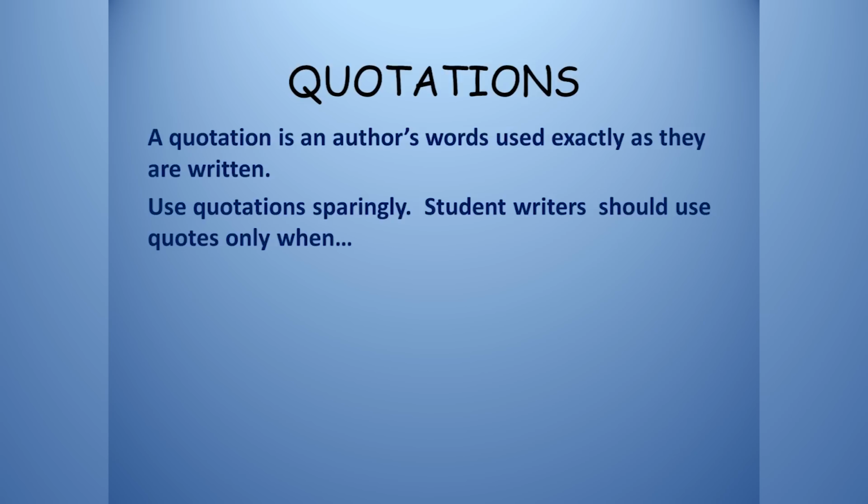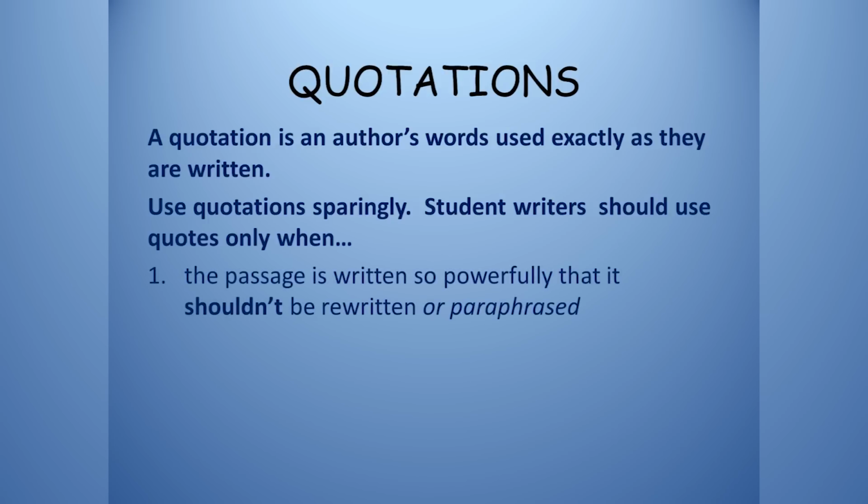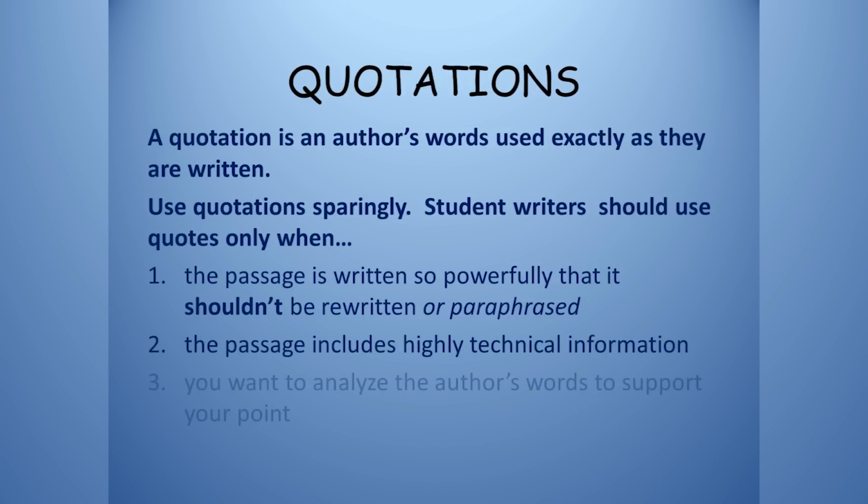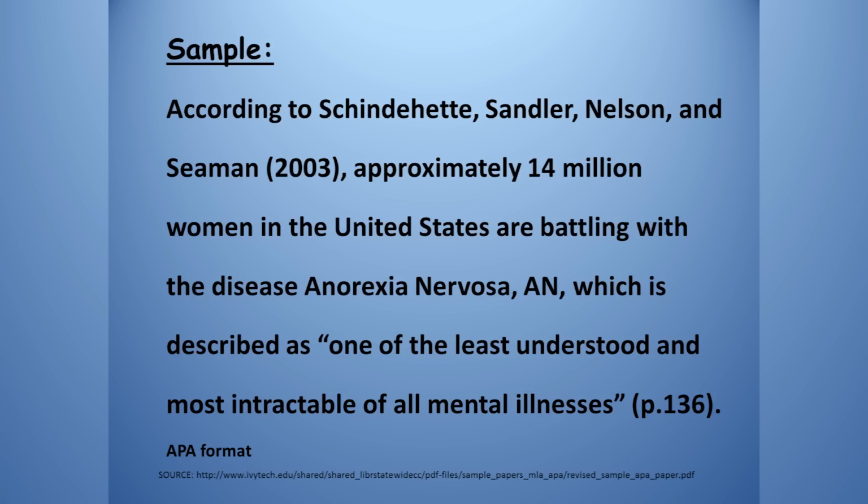One way to include borrowed information is through the use of a quotation. A quotation is an author's words used exactly as they are written. Use quotations sparingly. Student writers should use quotes only when the passage is written so powerfully that it shouldn't be rewritten or paraphrased, the passage includes highly technical information, or you want to analyze the author's words to support your point. Now take a look at this sample.